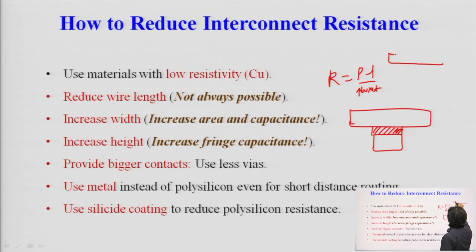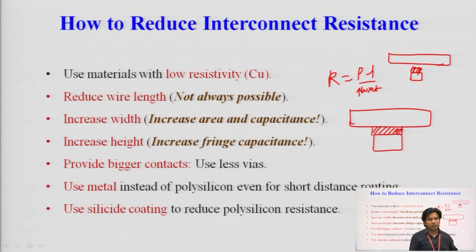So, we always prefer that the intersection points should be as few as possible, so that the capacitance will not impact much, clear. The next option is to increase the height, but if you increase the height, the fringing capacitance will come into play, and it will also reduce the performance of the circuit, clear. Or we can provide bigger contacts, or use fewer vias, or use metal instead of polysilicon even for shorter distance routing, clear. And we can also use a silicide coating to reduce the polysilicon resistance, because in the local interconnect we mainly use polysilicon to connect the source to the drain.